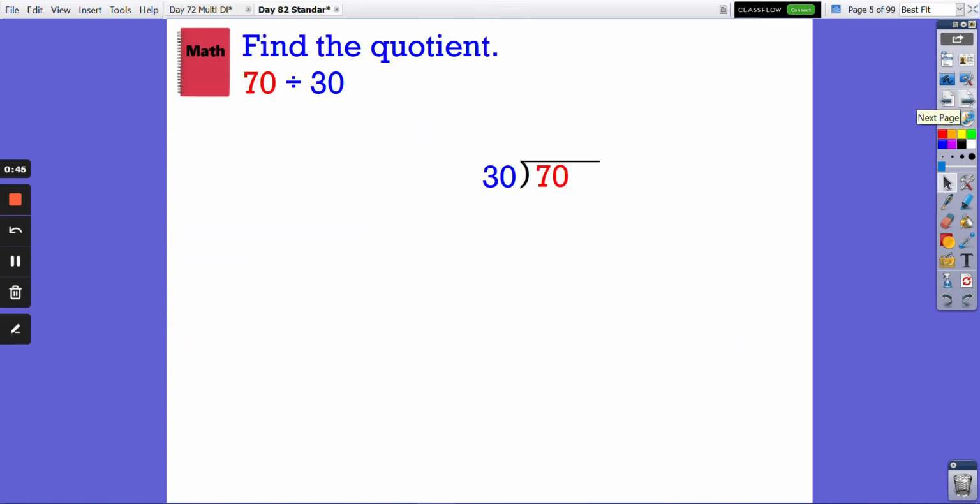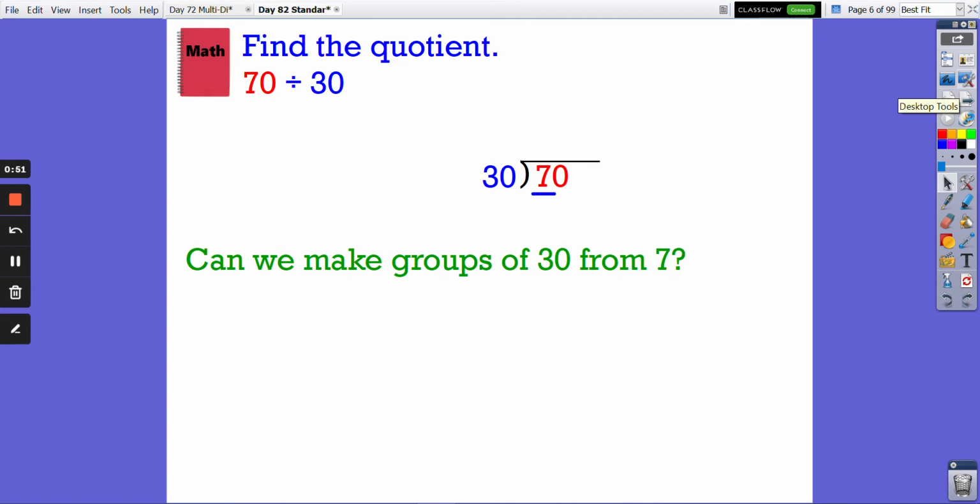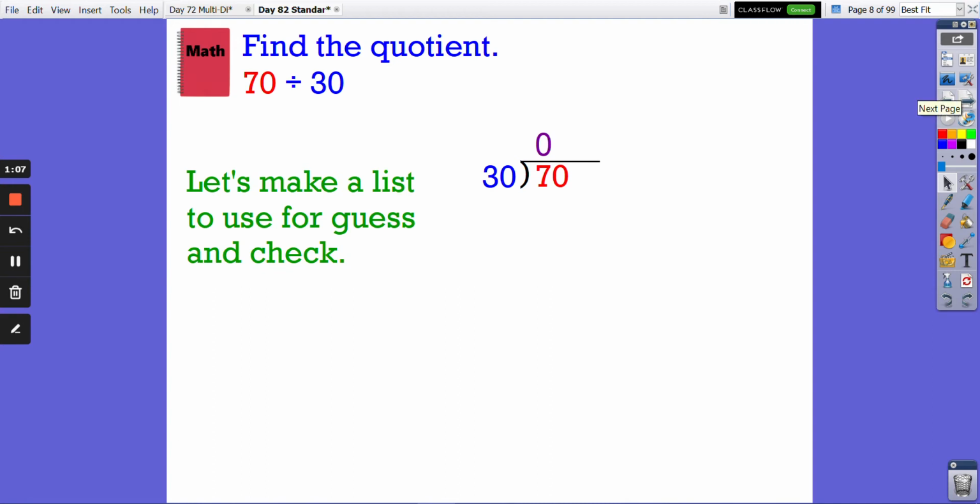Okay, so let's look at 70 divided by 30. How many times can 30 go into 70? Can we make groups of 30 from 7? No, we can't. So we have to move on to the next digit. Can we make groups of 30 from 70? Yes. So how many times can 30 go into 70?